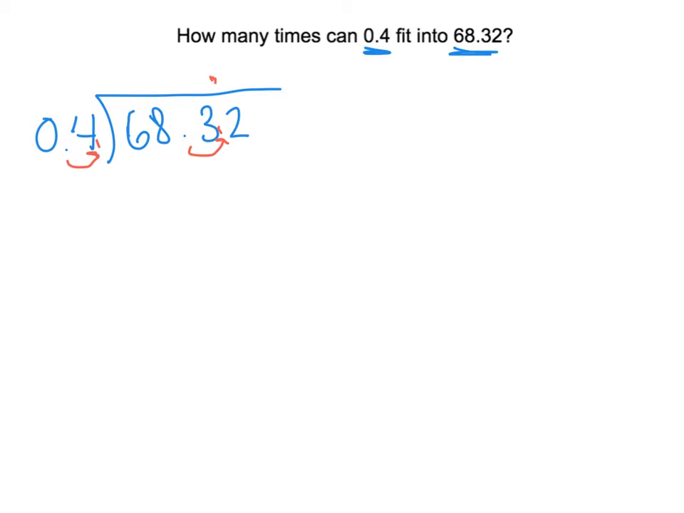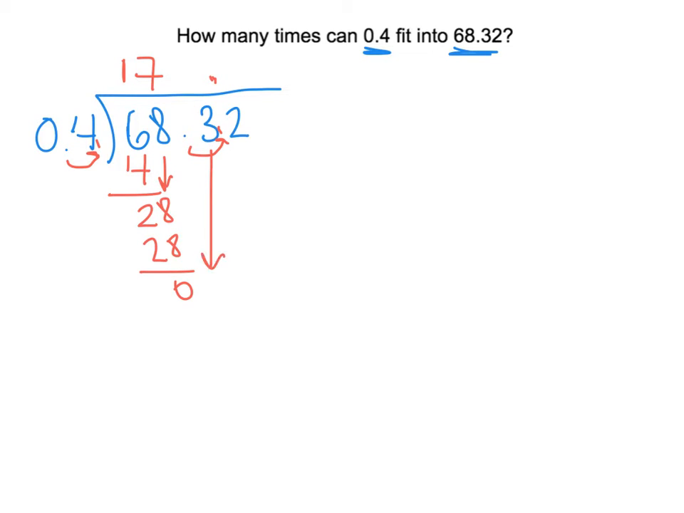Now, 4 goes into 6 one time. 1 times 4 is 4. That's going to give me 2 left over. I'm going to bring down my 8. 4 goes into 28 7 times. 7 times 4 is 28 exactly, so that gives me 0.